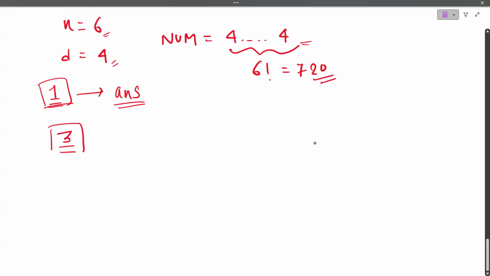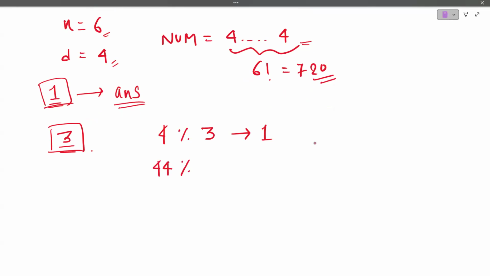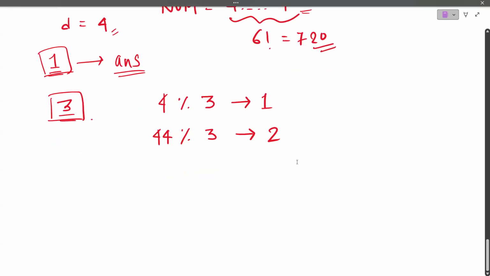Let me start with 3 and show what happens. I will try computing the values modulo 3. First I start with 4, and then I compute 4 modulo 3, which is 1. Now I compute 44 modulo 3. What's 44 modulo 3? It's simply 2. Now I keep on continuing and compute 444 modulo 3. That would be, if you check, again 2.